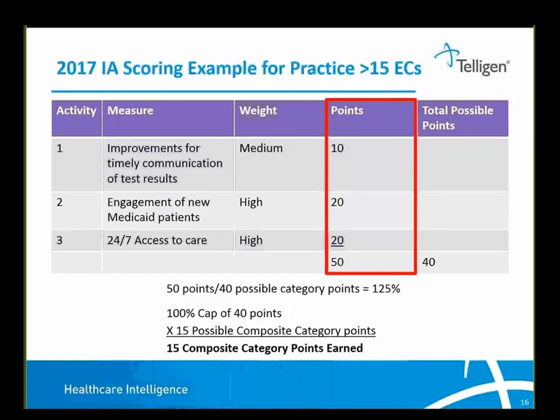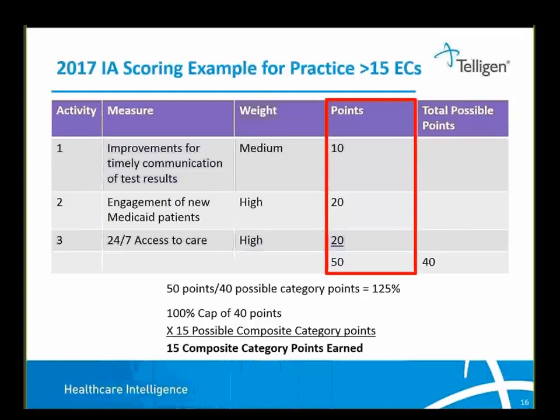this practice has 3 different activities that they realize they are doing. And so in preparation for what they wanted to choose, they looked at those. The first one is the improvements for timely communication of test results. That's a medium-weighted activity, so they get 10 points. The second is engagement of new Medicaid patients and follow-up, and that's actually a high-weighted activity, and so that's worth 20 points. And then they realized that they also provide 24/7 access to care, and that's a high-weighted activity. So there's 20 points there too.